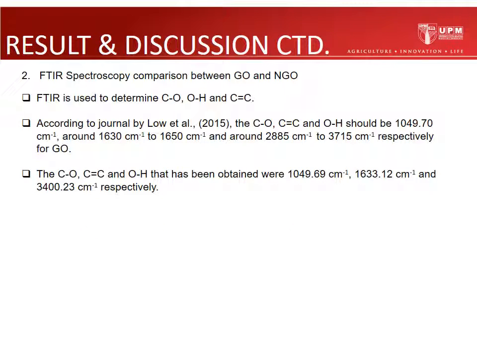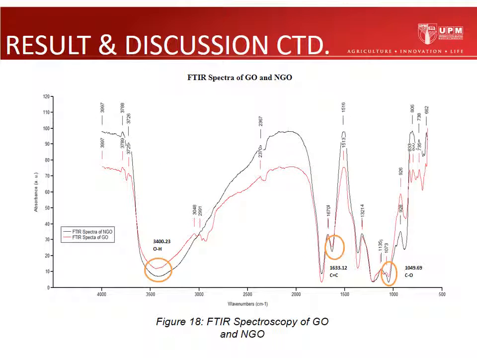Okay, now move to FTIR spectroscopy comparison between GO and NGO. Actually, the result for GO and NGO should be the same because they only differ by size. As you can see here, this is the FTIR spectra of GO and NGO. As you can see in the circle, the results for OH, C double bond C, and CO are actually the same for GO and NGO. So the result that has been obtained is good.